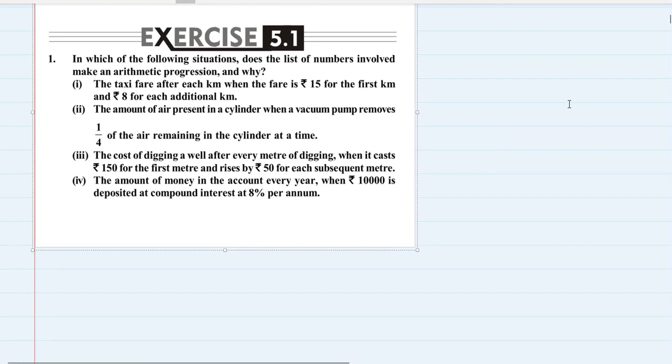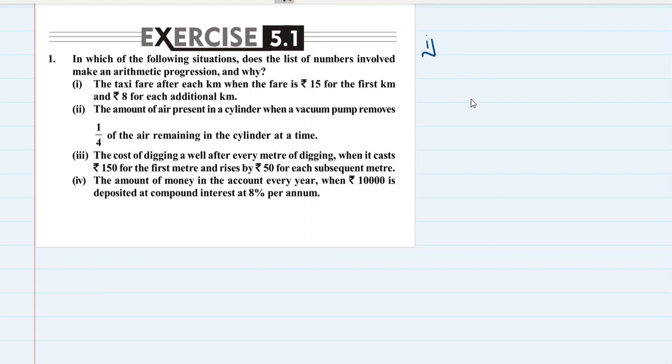Let's start. This particular question is from exercise 5.1 of your NCERT textbook. This question I deliberately skipped earlier because it involved some word situations which I wanted to discuss separately in this particular video. That's why I'm doing it right now. Okay, so let's start with the first one.